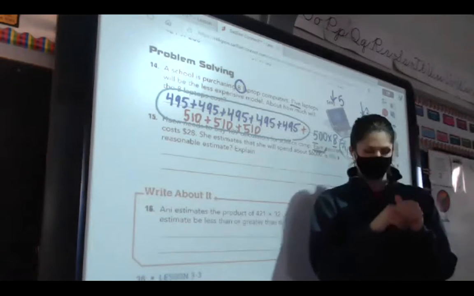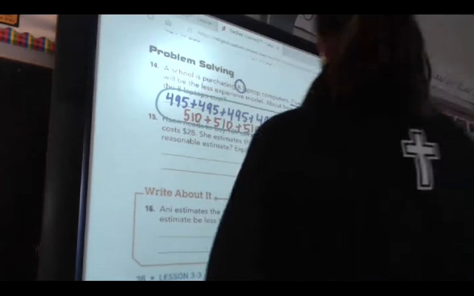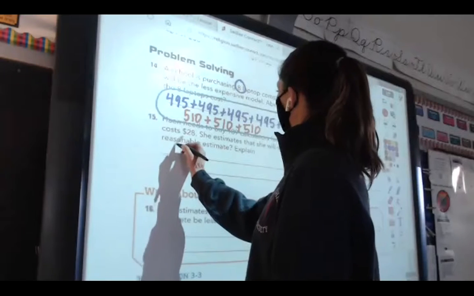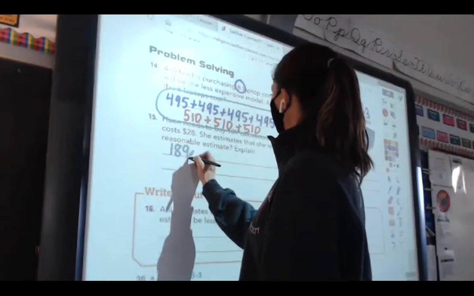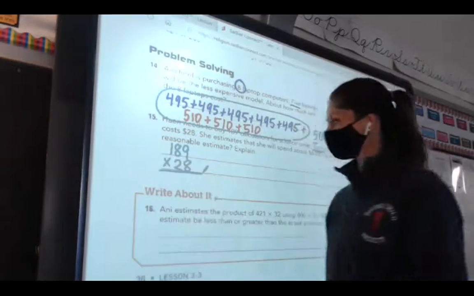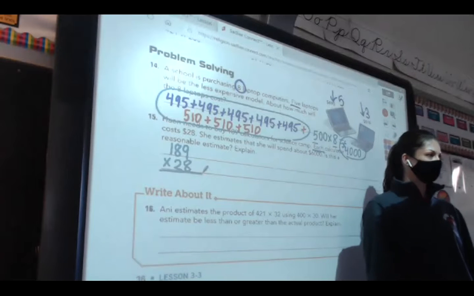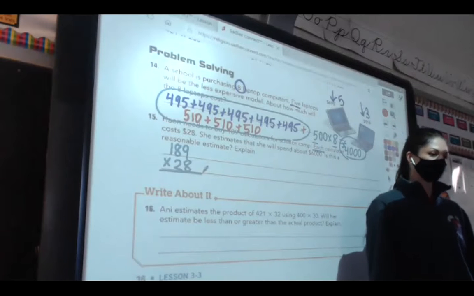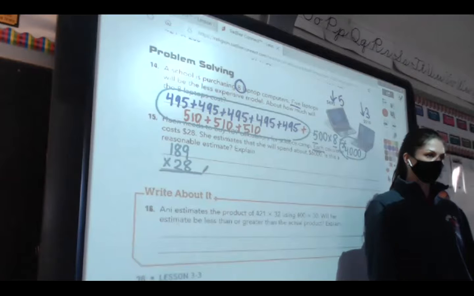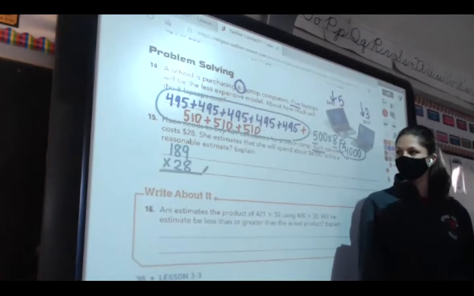Each. And if it's not written there, we're going to write it. Write it in the multiplication bubble. If it's not in there, each. 189 calculators, and they were $28 each. Yes. Write it in the multiplication bubble. Each is a multiplication word. E-A-C-H.